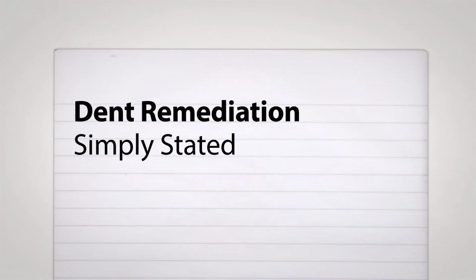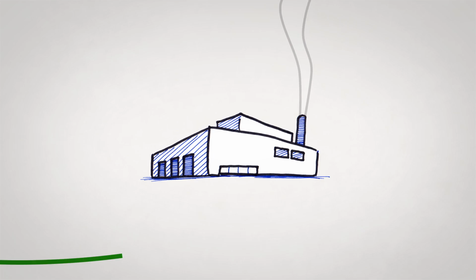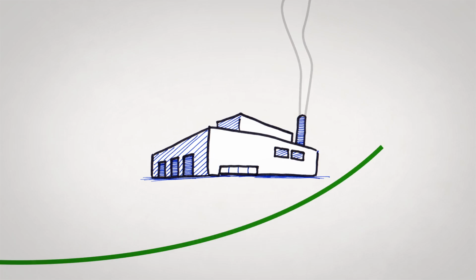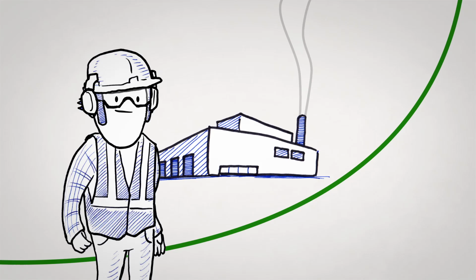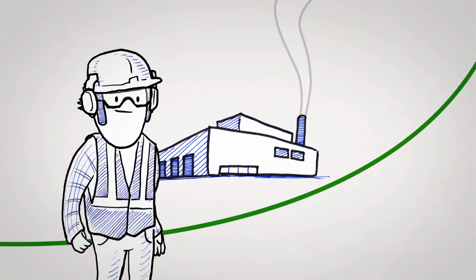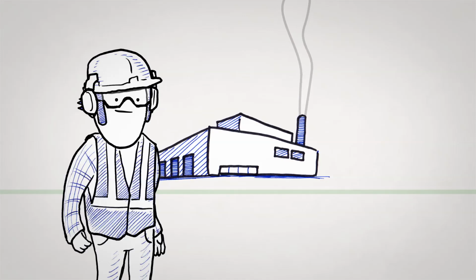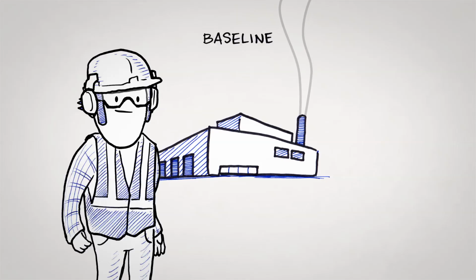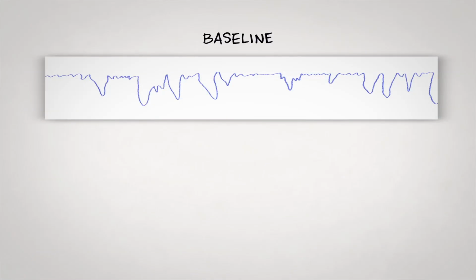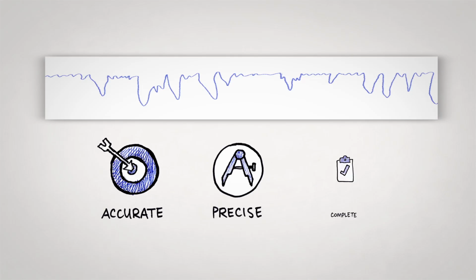This is Dent Remediation. Simply stated, improving production isn't just about pushing our plants and our people as hard as possible. Donald knows that isn't safe or sustainable. What he really wants is his plant production to be consistent and predictable. In order to improve our production, we first must have a clear understanding of our current and past production performance, or baseline. We do this with data. It's important that the data we have is accurate, precise, and complete. This will be key to measuring problems in our production process and then improving on it.